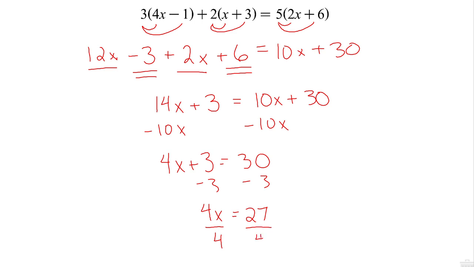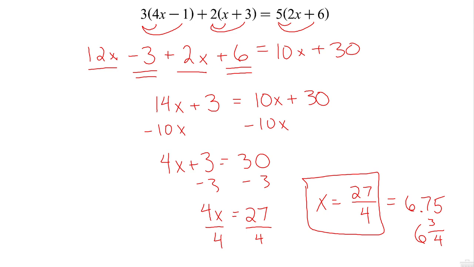Now this one doesn't come out evenly. That's okay, right? I am just fine with an answer of 27 over 4. Most math teachers, particularly in high school, prefer improper fractions like that. If your teacher prefers it as a decimal, that's fine. You can divide that out at 6.75. Or if they prefer a mixed number, that's fine too. It'd be 6 3/4. But my preference would be x equals 27 fourths. And that's how we go about solving these equations when we have to do distributing on both sides.